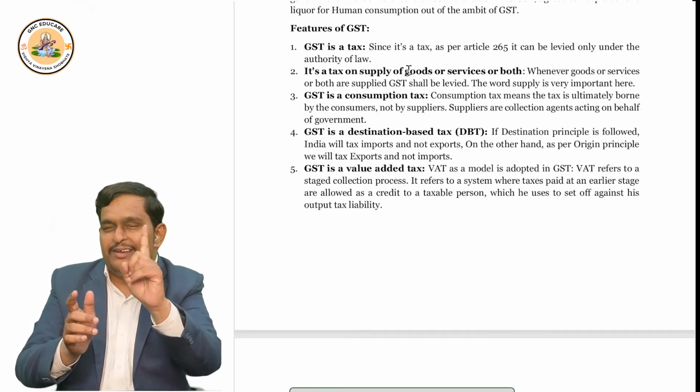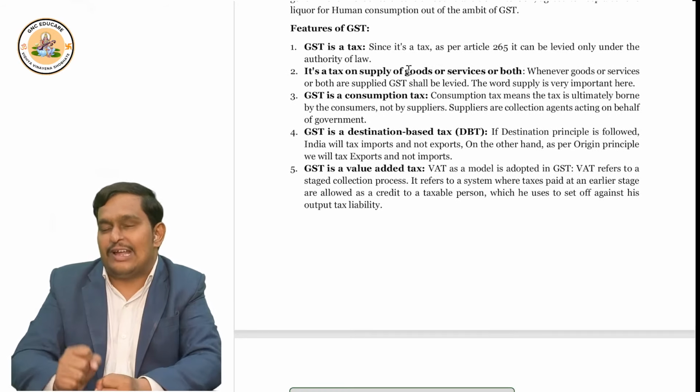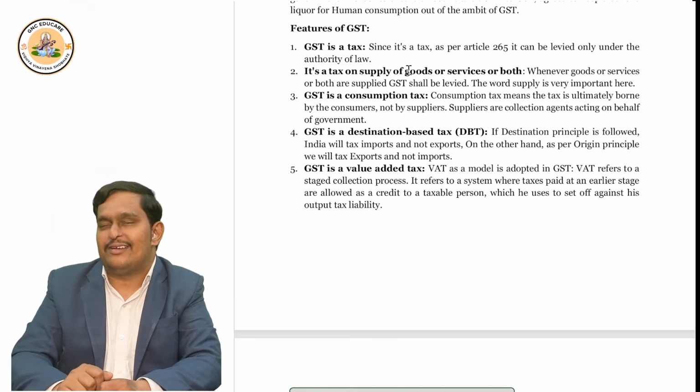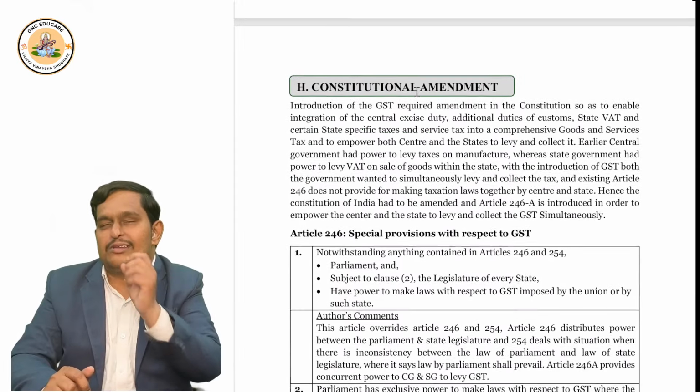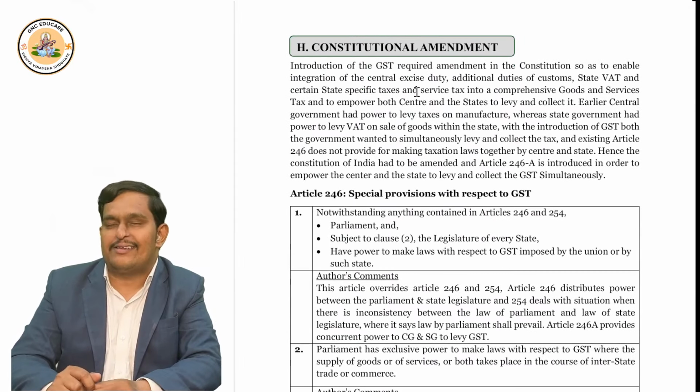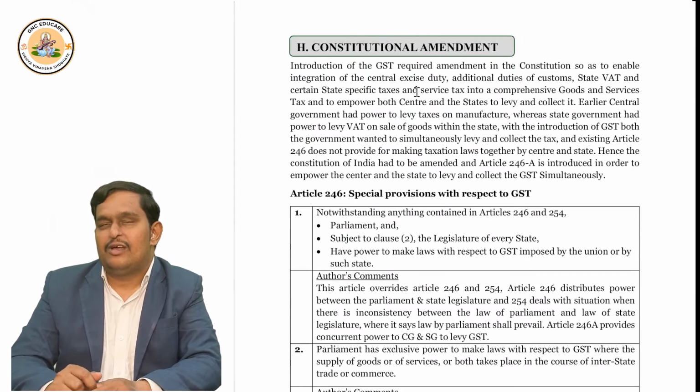Of course, central government will collect, state government will collect, both will collect, correct? So central is only one. Then which state should collect? Seller state or buyer state? So the buyer state will collect, we said. And finally, it's a value added tax which I explained. So revision done. Let's go to the constitutional amendments in GST.